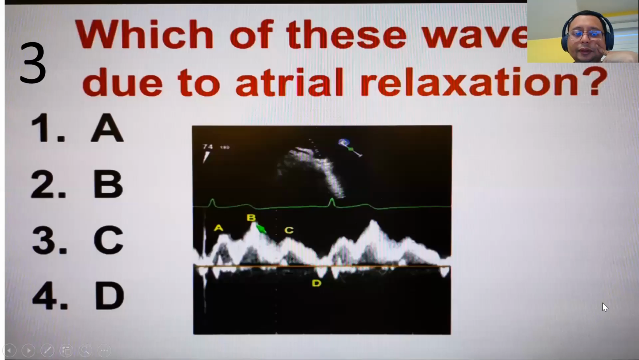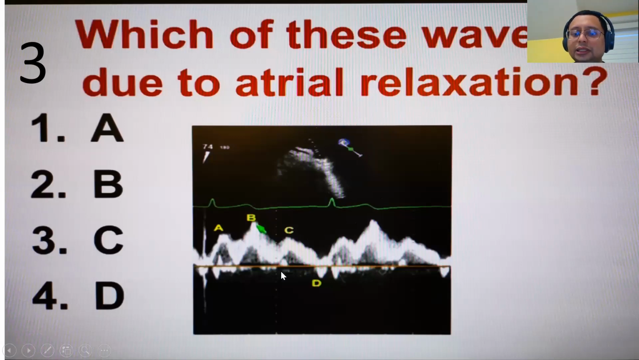Now, this is a TEE, and they pulse inside the left upper pulmonary vein. In TEE, you can see this. This is the systolic flow. This is the diastolic flow on the pulmonary vein. So they're asking you which flow here is due to atrial relaxation. When we pulse the pulmonary vein, if you look here, there is no systolic reversal. The systolic flows are all forward flow. There is no reversal, right? So which one is due to atrial relaxation?